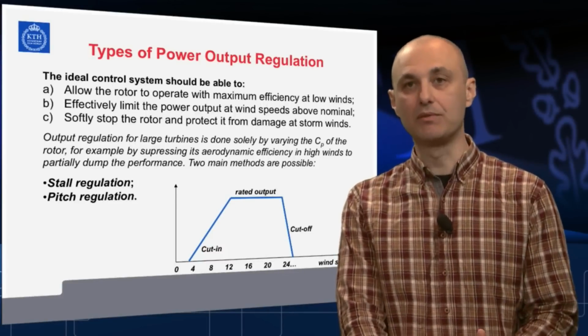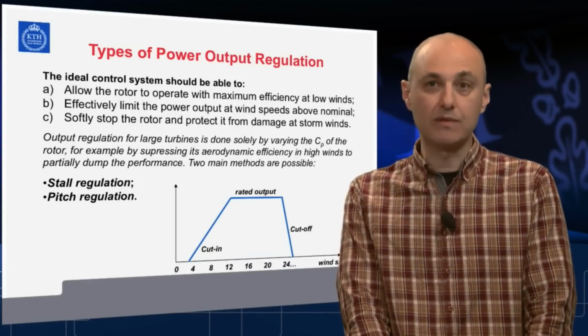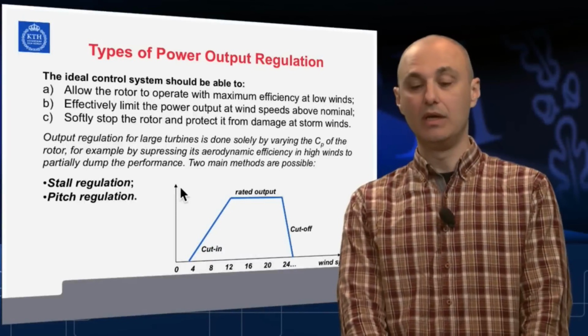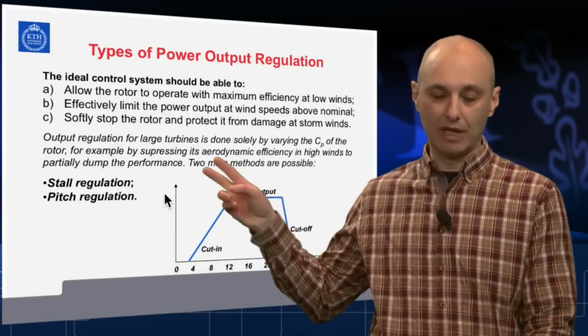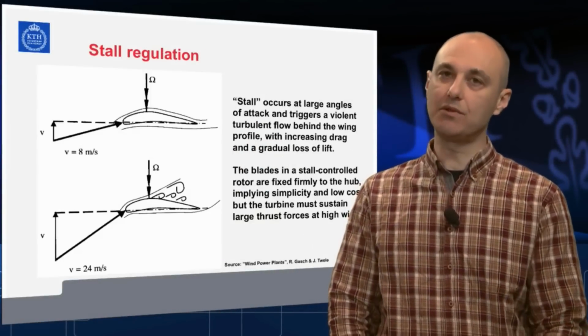The turbine is not able to deliver anything more than the rated power. And you're not playing games with it. It is a multi-million investment. Two types of output regulations, stall and pitch. Now let's talk about stall and pitch.